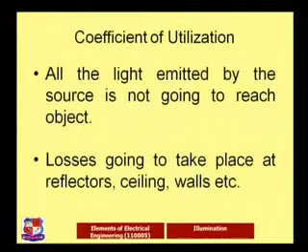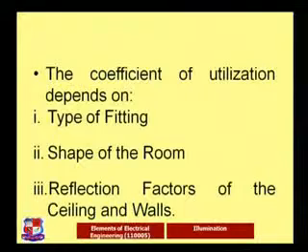Sometimes it may happen that our source is illuminating the proper things, but the ceiling catches that light and does not reflect it back onto the object. So the colors of all these things are again important. Again, losses are going to take place, maybe at reflectors, ceiling or walls, so many things are there.